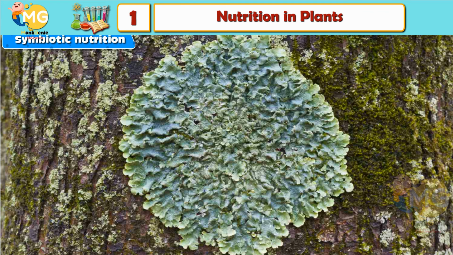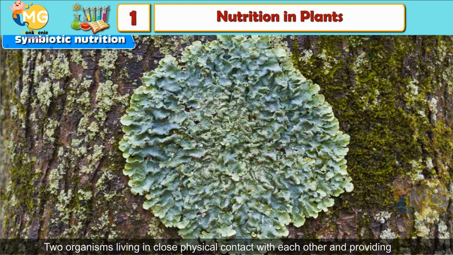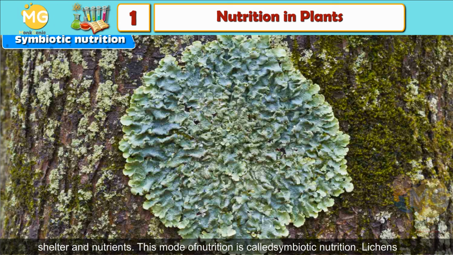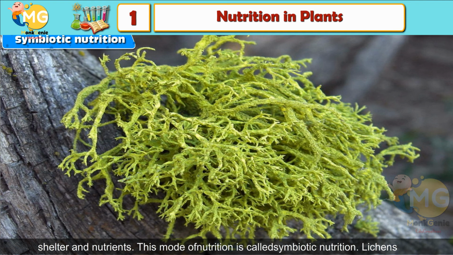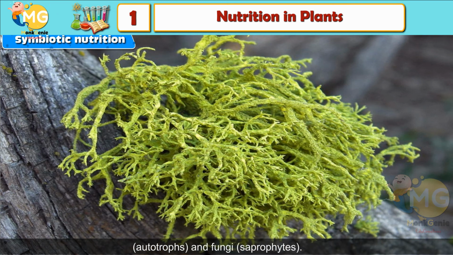Symbiotic nutrition. Two organisms living in close physical contact with each other and providing mutual benefits are called symbionts. Symbionts live together and share shelter and nutrients. This mode of nutrition is called symbiotic nutrition. Lichens are composite organisms formed by the association of two organisms, algae, autotrophs, and fungi, saprophytes.